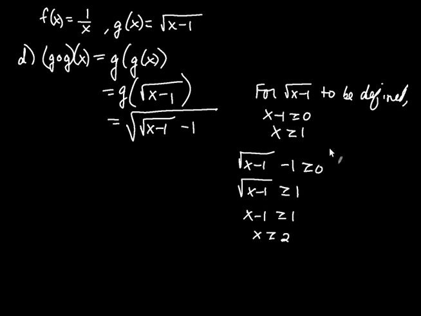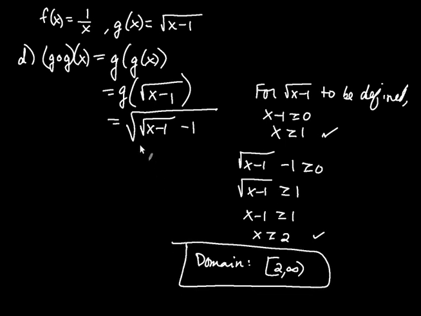So we need both restrictions to be satisfied. x has got to be both greater than or equal to 1 and greater than or equal to 2. And when you take those both into consideration, that they both have to be satisfied, what has to be true? Well, the domain has got to be greater than or equal to 2, because only numbers greater than or equal to 2 will satisfy both of those. So this is our domain, and this would be our function, right? So g composed with g of x, it can't be simplified any further, is the square root of x minus 1, take away 1.